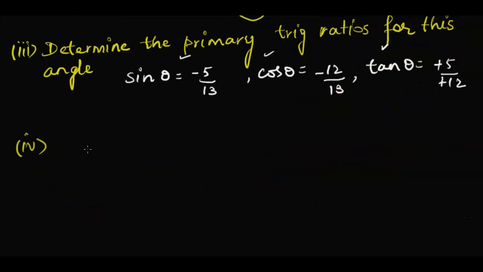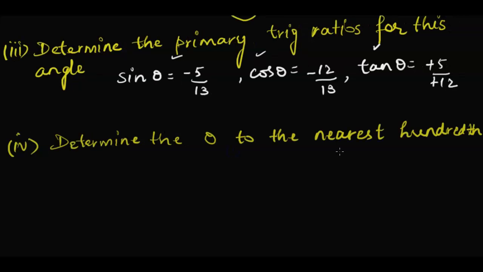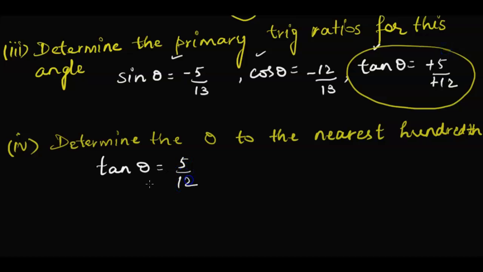The last part of the question wants us to determine the theta value to the nearest hundredth. We can take any of these three ratios to find the theta value, but always remember the best is to take the positive ratio. Since we know tan theta is 5/12, to find theta we would isolate theta, and put in the calculator tan inverse of 5/12, and that would give us 1.49 radians.